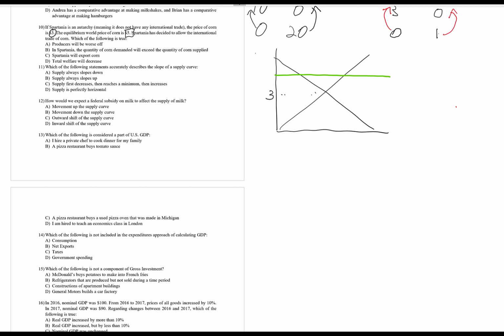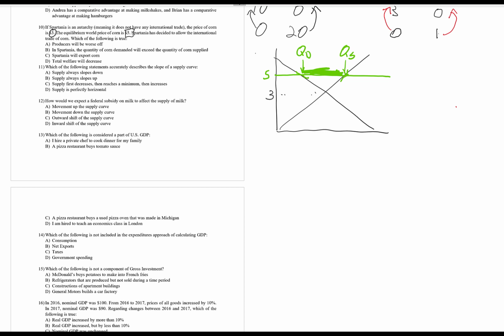So if we allow imports and exports, what that's going to mean is we will have this many units produced. So that'll be, we'll have this many units demanded, this many units supplied, because notice this is the demand curve, this is the supply curve, so this will be QS. This number right here, those are going to be goods that are exported.